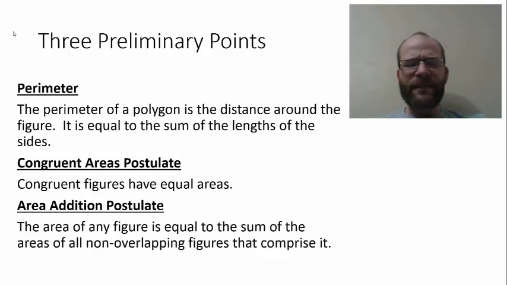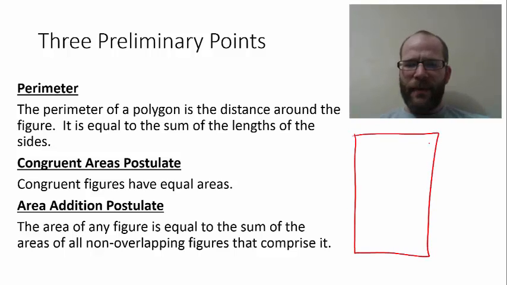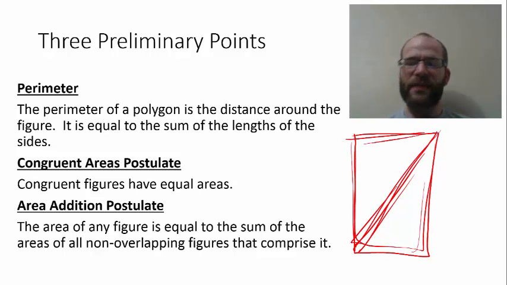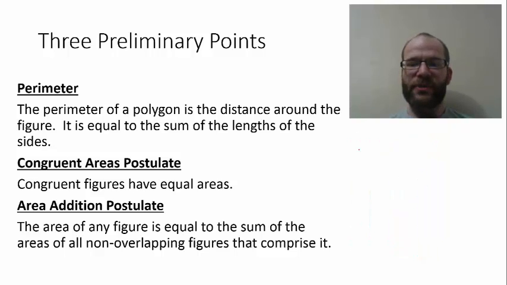It says the area of any figure is equal to the sum of the areas of all non-overlapping figures that comprise it. What that means essentially is that if I have a figure and I break it into non-overlapping parts, so for instance I have this shape that appears to be rectangular and I've drawn in a diagonal, the area of this rectangle is equal to the sum of the areas of the 2 triangles. We'll use that particular rule when trying to find the area of more complex shapes.